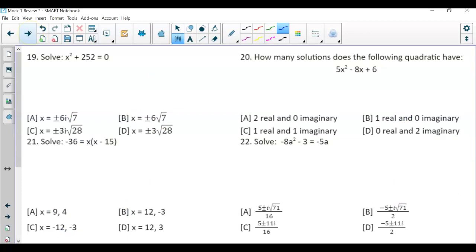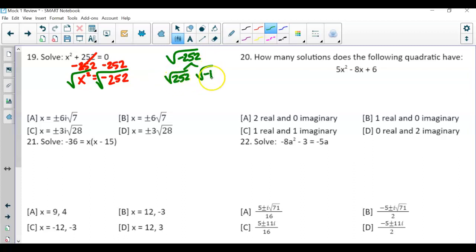So now number 19, again, b is equal to 0. So I'm going to go ahead and subtract 252 here from both sides. Now I've got x squared is equal to negative 252. Now I can take the square root, but notice I'm taking the square root of a negative value, right? So it can't be negative, it has to be positive. So we're going to take out that negative 1, which means square root of negative 1 is i. So I know I need i in my final answer. So I'm going to now mark off B and D.